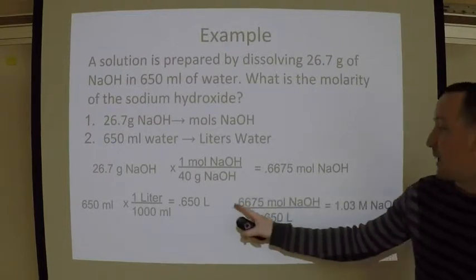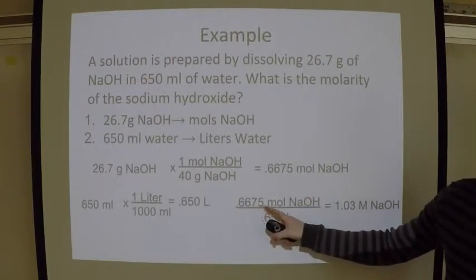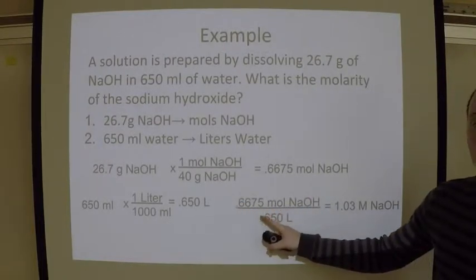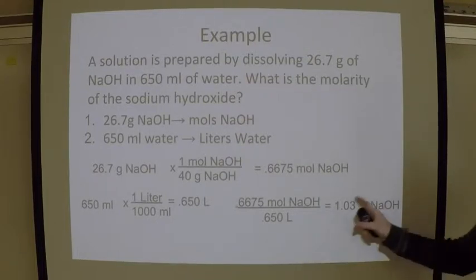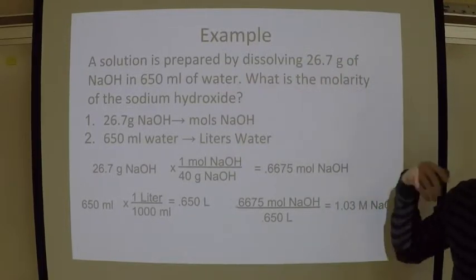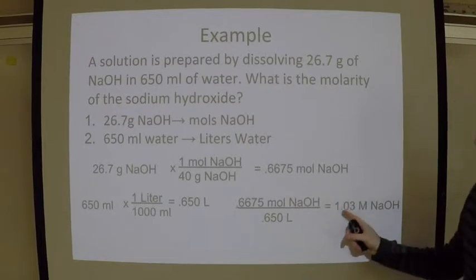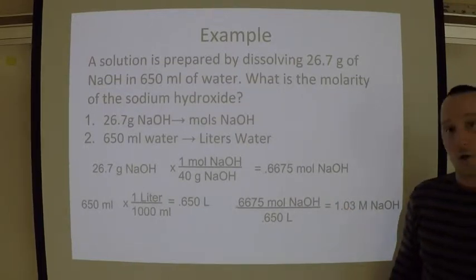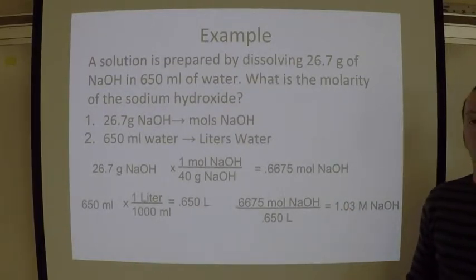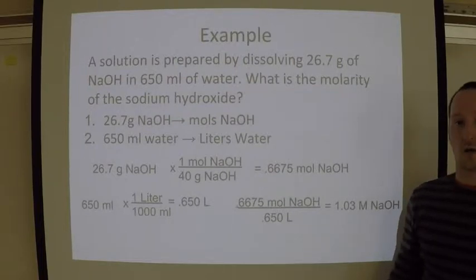So now I'm going to take my moles of solute, 0.6675, divided by my liters of solution, and that means the molarity of this solution is 1.03 molar NaOH, or 1.03 molar sodium hydroxide.